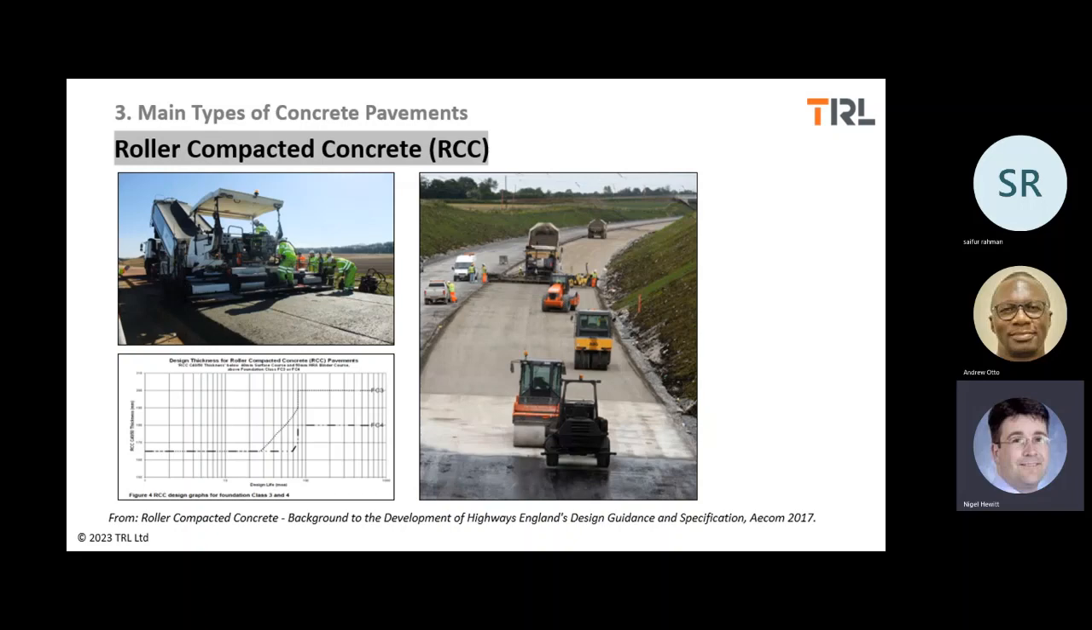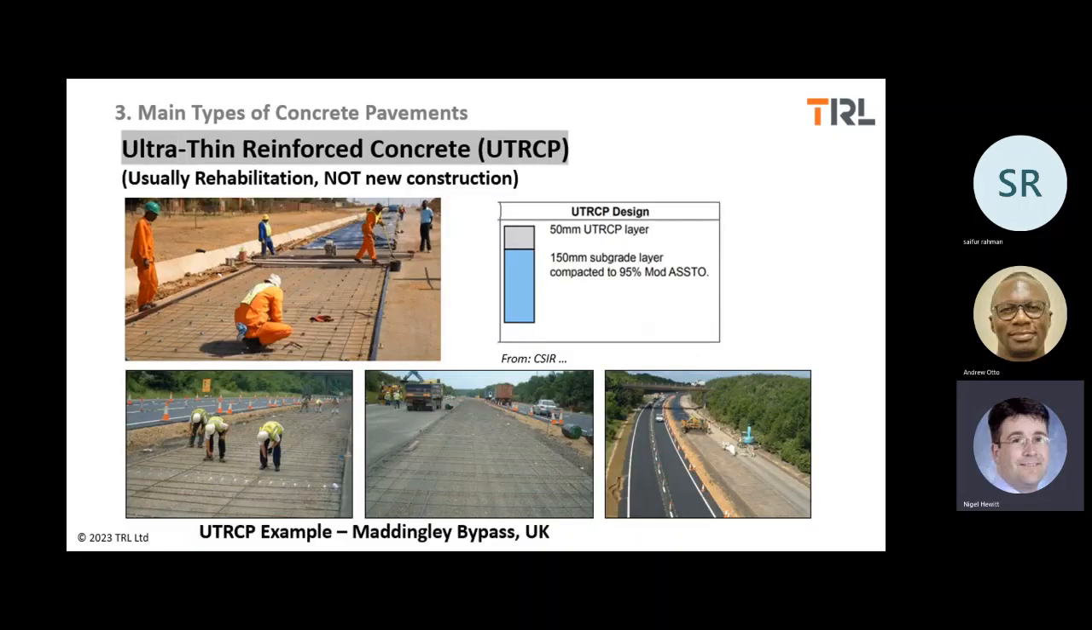Okay, so that's roller compacted concrete. Ultra thin reinforced concrete pavement. I just put this in here because it's used in some places, but it's not for a new pavement. It's normally for a rural road where you've got problems with the asphalt. So you take off the problematic asphalt and you put a very thin reinforced concrete layer on the top, which is utilising the strength of an existing road. So I just put that in for information.